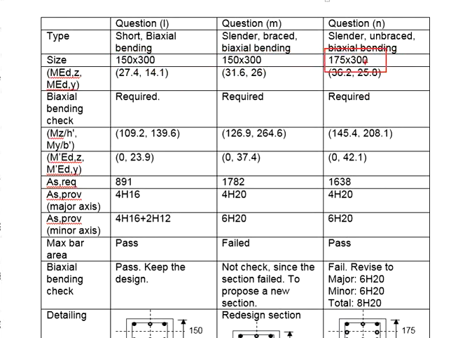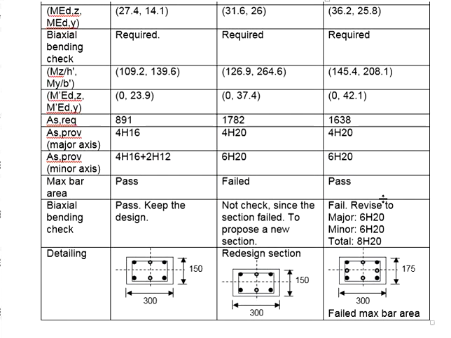The size of the column for the slender unbraced biaxial bending column is slightly larger than the two. Later, during the checking for the slender and braced column, you realize that this section is too small. Coming back to the amount of reinforcement bar provided, since you are designing the AS provided in the minor axis, you will have to imagine how the reinforcement bars are to be provided.